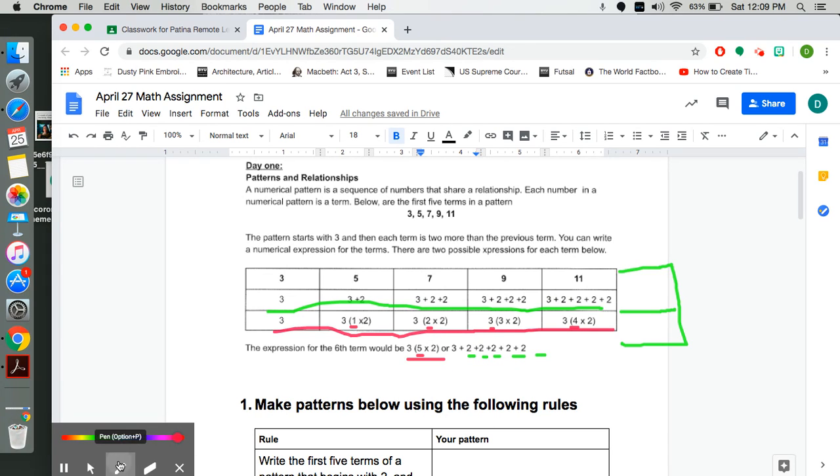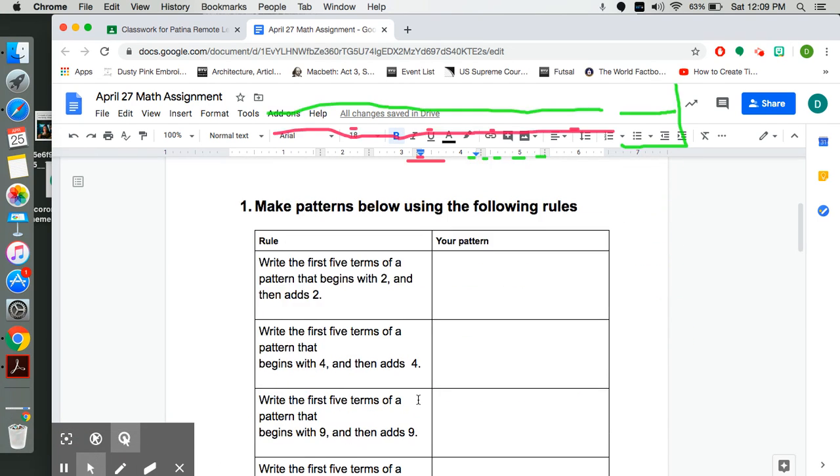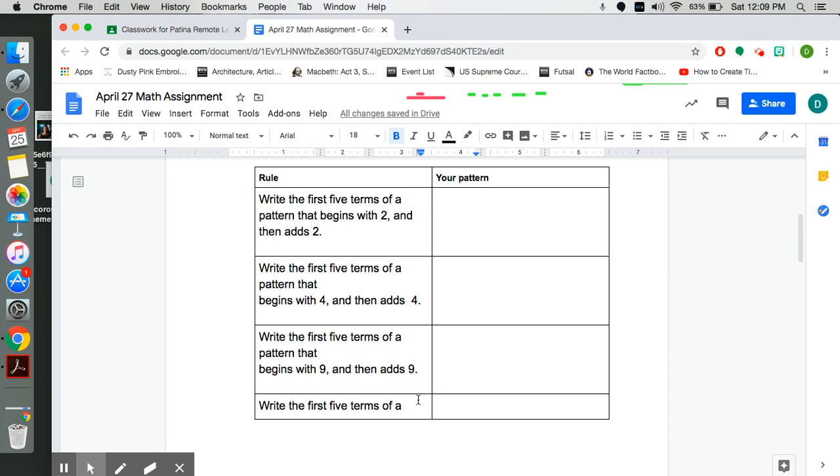All right, so what it's asking you to do on this next one is to write your own pattern. So it's giving you the rule and telling you what your pattern should have, and it's got to begin with a 2 and then add 2 every single time, and you have to have 5 numbers. So the number that it told me to start with would be 2, so I would put 2 first, and then I have to add 2 every single time.